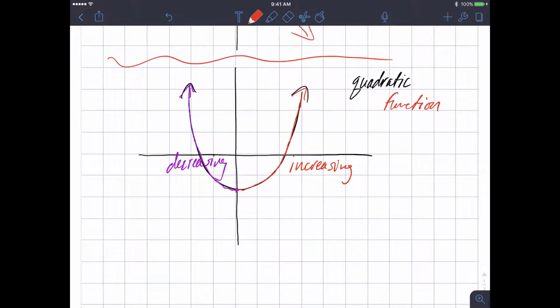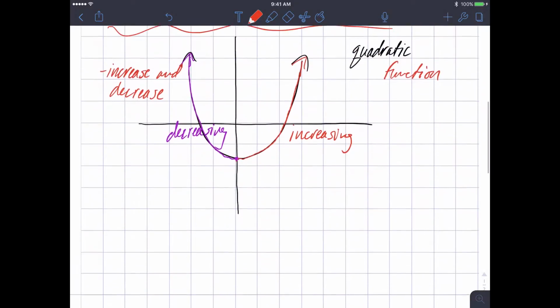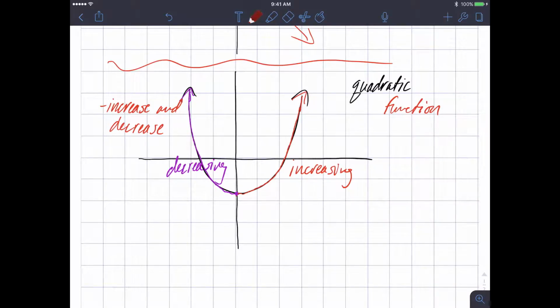So we got that covered. Let's write that down. Increase and decrease. Maximum or minimum. In this case, it does have a minimum right here. That's the minimum point of the graph. It's the lowest point.